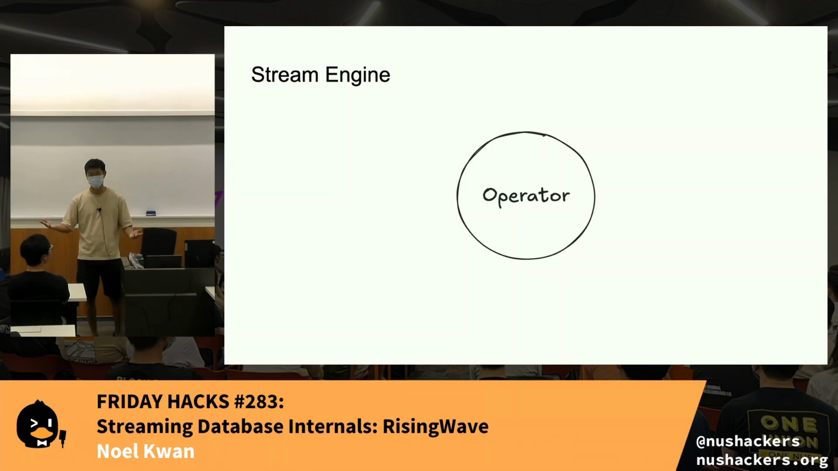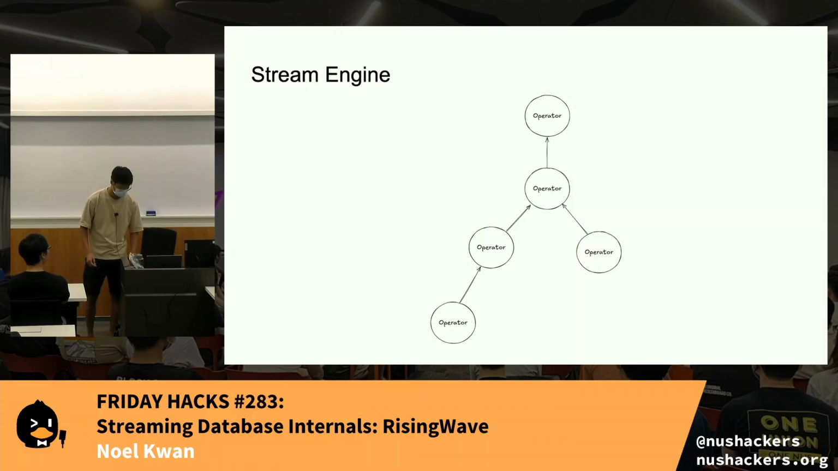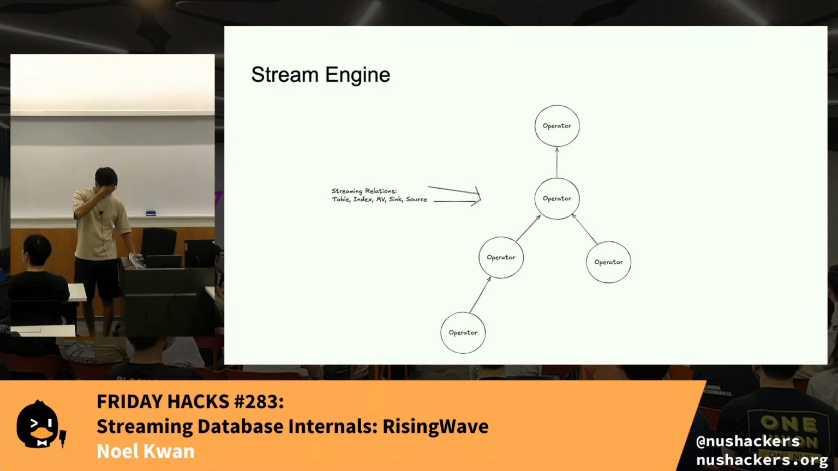At the core of the stream engine, it's actually pretty simple. The core of it is just operators, and these operators can form a graph, a DAG. Every stream job, whether table, index, MV, sink, or source, all of these different relations get converted to a DAG of operators. I know SQL has recursive queries and stuff like that. We don't support that, so that's why it's just a DAG, for those who are wondering.